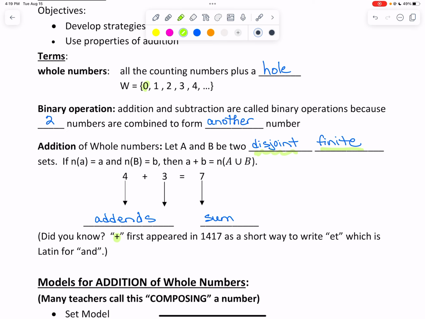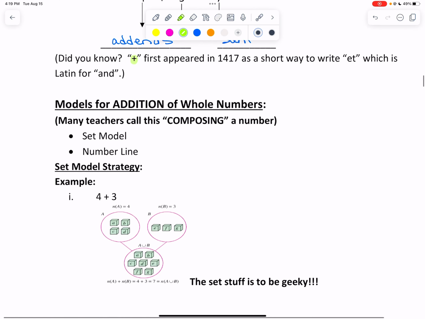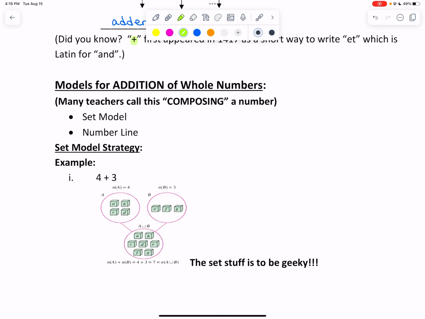Okay, so we're going to model some addition. A lot of teachers call addition composing. We're going to compose a number. So we could compose the number 7 with 4 plus 3. We're going to put it together and compose this number 7. You can also decompose a number. So you have 7 and then you break it into its pieces.